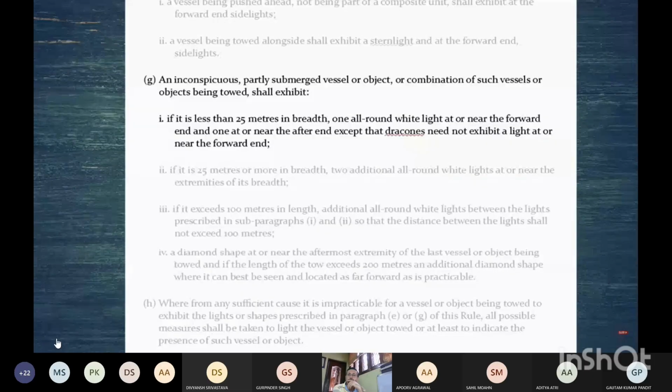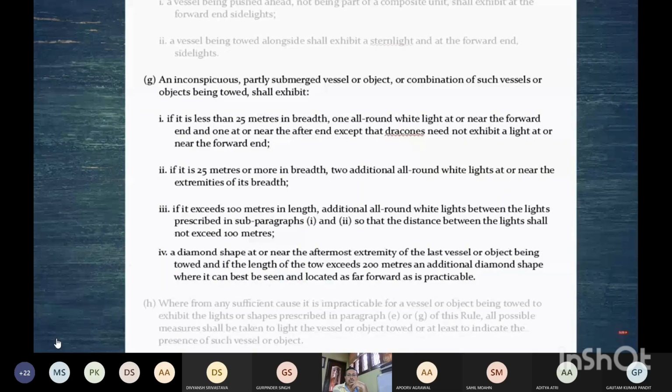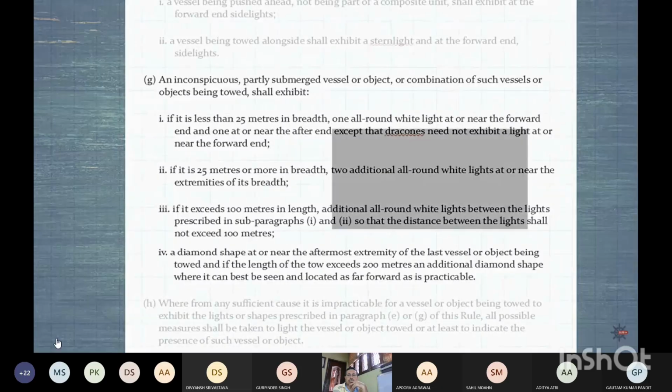As soon as you get more than 25 metres in breadth, you need to add additional all-round lights at either side, so at the extremities of the breadth. If you're more than 100 metres long, then you need additional all-round lights so that the distance between the lights is not going to be greater than 100 metres. And then the day shape, you need a diamond shape at the aftermost extreme, and if you're more than 200 metres, a second diamond shape as far forward as you can.